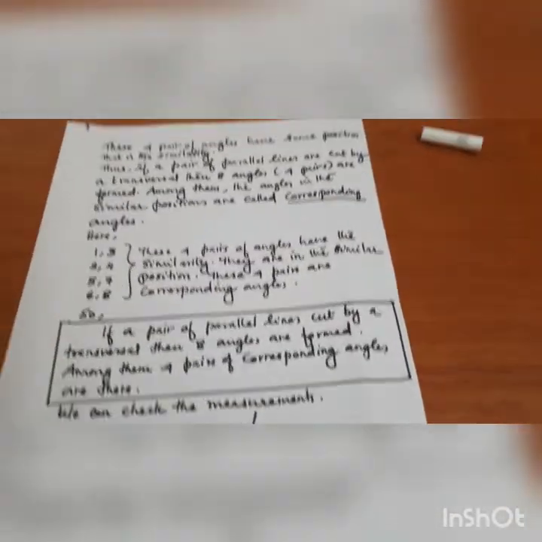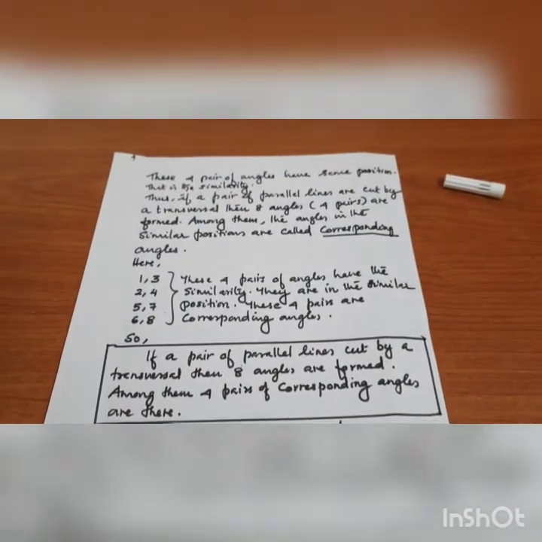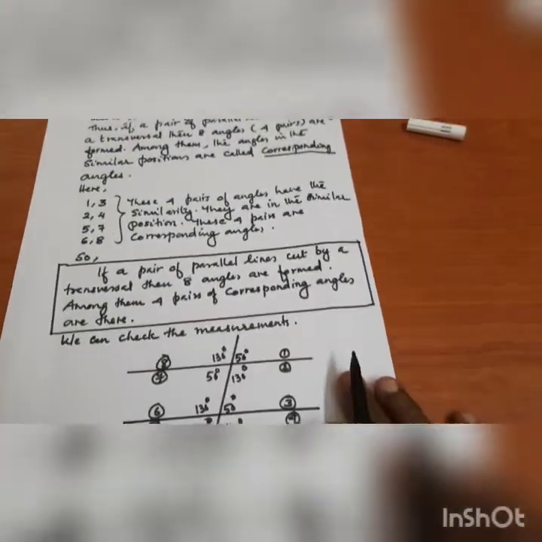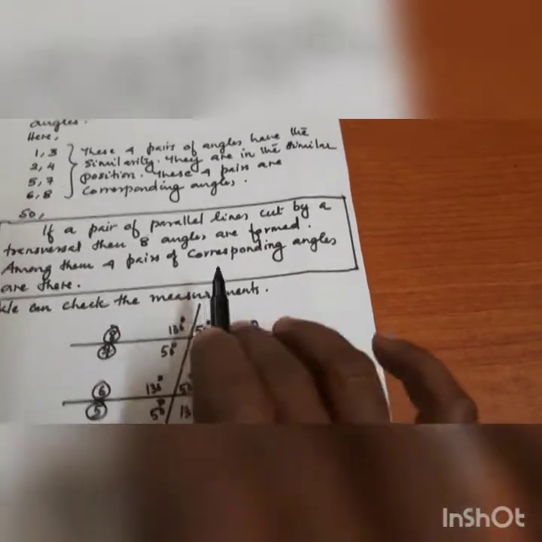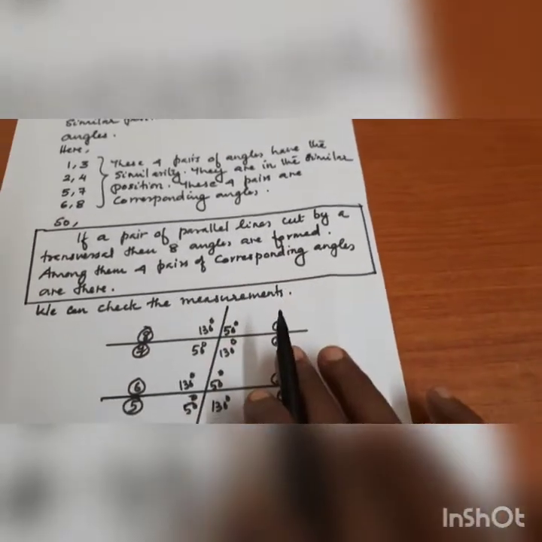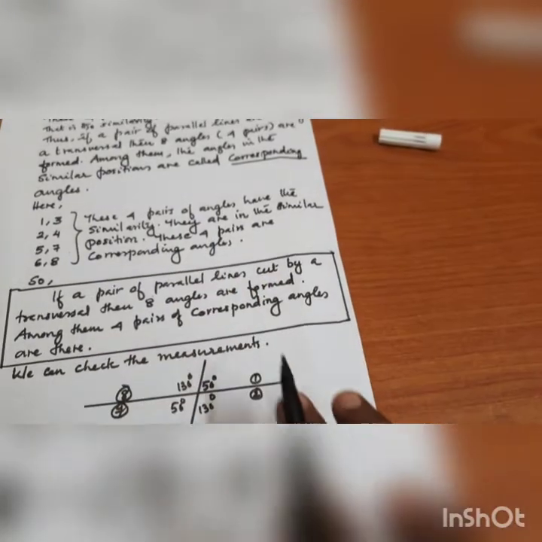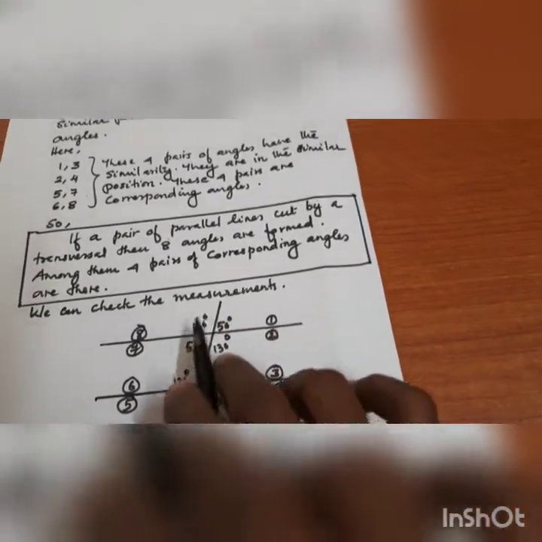Then we can say that if a pair of lines is cut by a transversal, 8 angles are formed. Among them, 4 pairs of corresponding angles are there. Then we can check the measurements. In the first example we studied in today's class, one angle is 50 degrees. Then we find the other 7 angles using the principles: linear pairs are supplementary and opposite angles are equal. Okay, so 50 degrees, this is also 50 degrees, and all the 7 angles are marked in the figure.